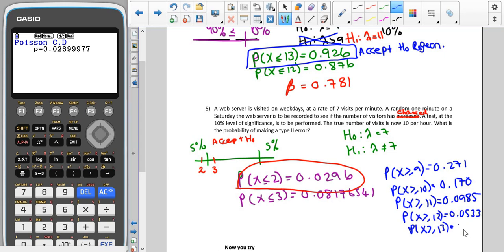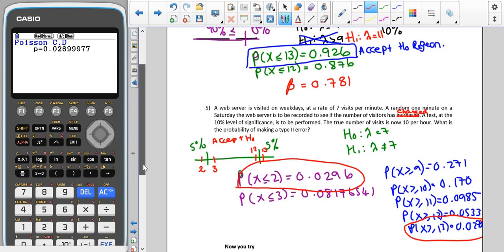There we go. That gave me 0.0270 to 3 significant figures. So again, this is my critical value at the top end, the first value at which I reject H0. So that means that 13 is the first value that's within that region, and 12 is going to be the last value within the accept H0 region.